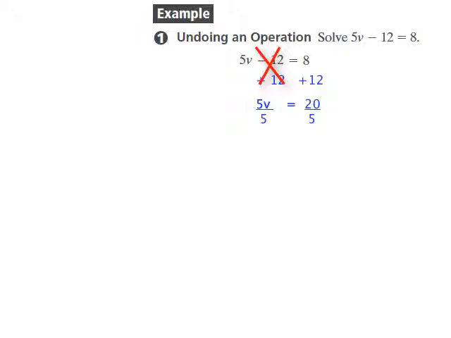5v over 5 becomes v. 20 divided by 5 is 4. So v equals 4. You can plug that 4 back into the original equation and see if it works. 5 times 4 is 20. 20 minus 12 is 8. It works out. We know that we have the correct answer.